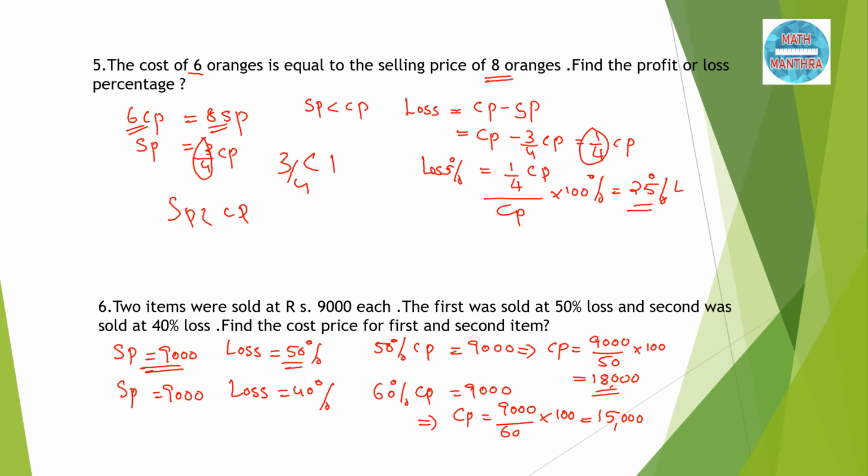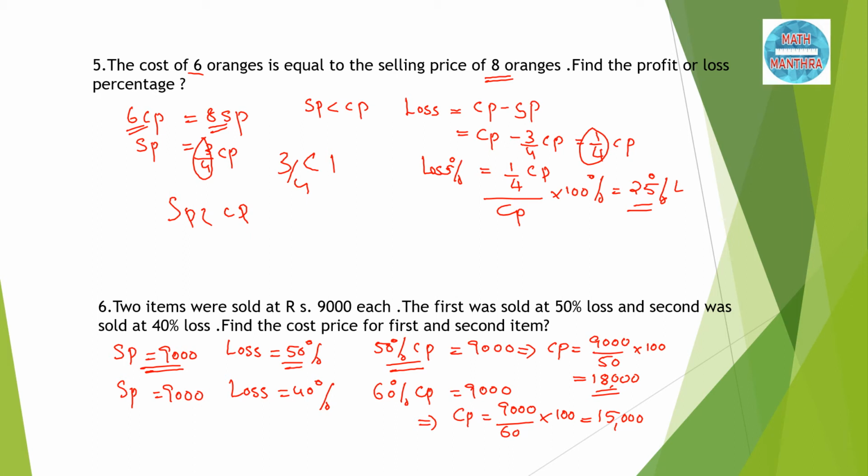That means 9,000's double is 18,000. So if the cost price is 18,000 rupees and 50% is lost, it means half the price is lost. That means 9,000 is lost from 18,000, which makes the selling price 9,000. If not, by using the formula also you can do this. 50% is lost means the remaining 50% has to be attached on the cost price. So 50% of CP gives you 9,000. So from that we can find CP, which is 9,000 by 50 into 100, which gives you 18,000.